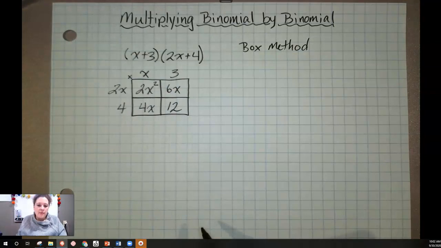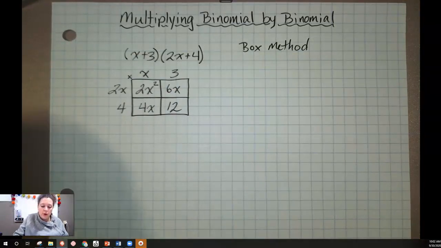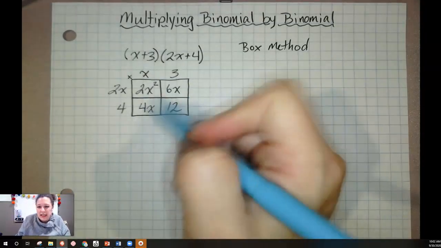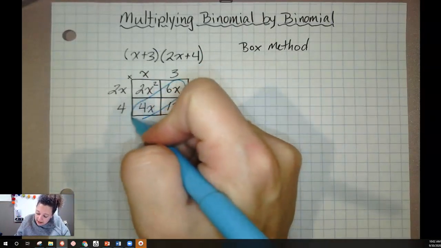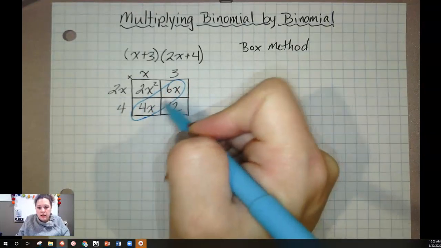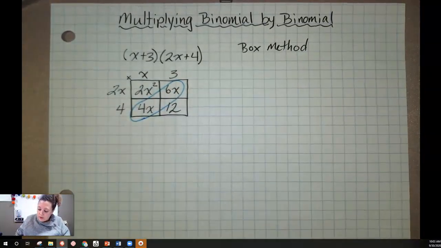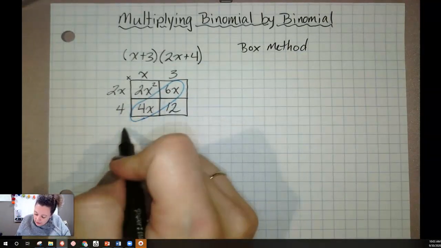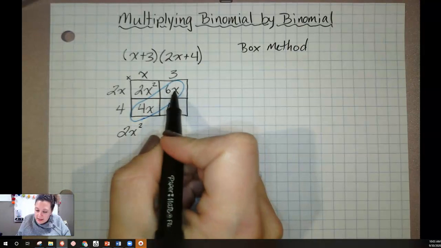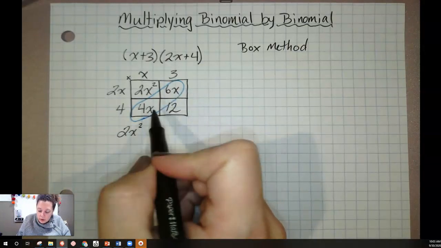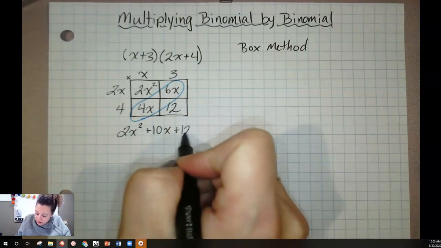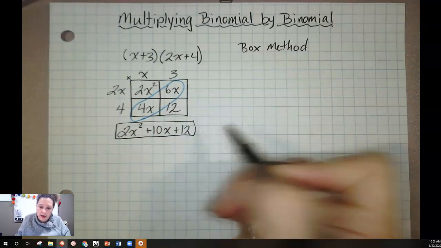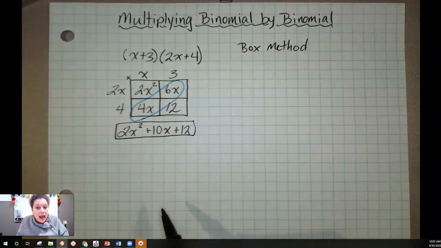So now we have these boxes filled in. At this point, we're going to combine any like terms and write out our answer. My answer can't be like this. But each time you do this, this diagonal is going to create those like terms for you. So I have 2x squared, this term. I have 6x and 4x. 6x and 4x can be combined to make 10x. And then I just have the plus 12. And we're done.